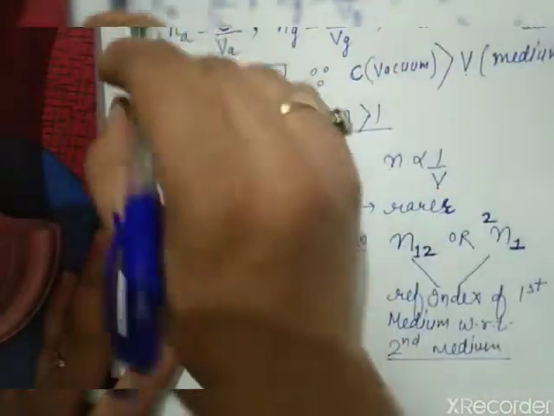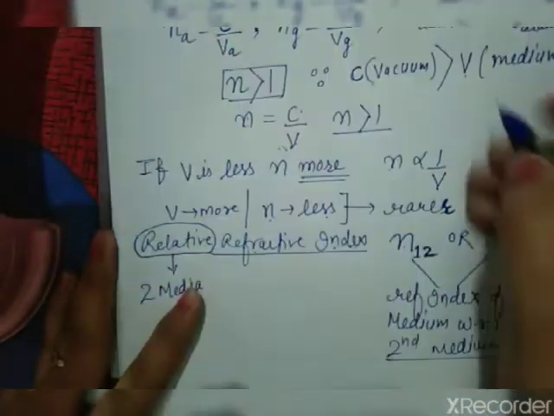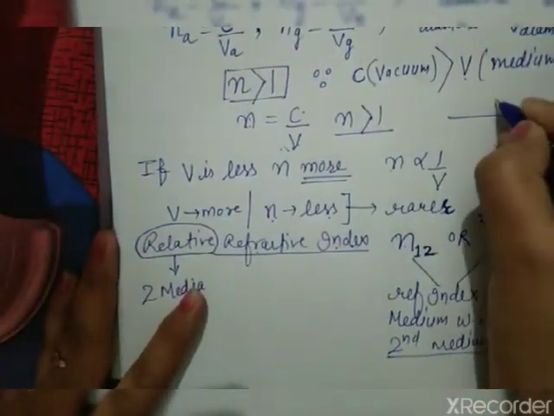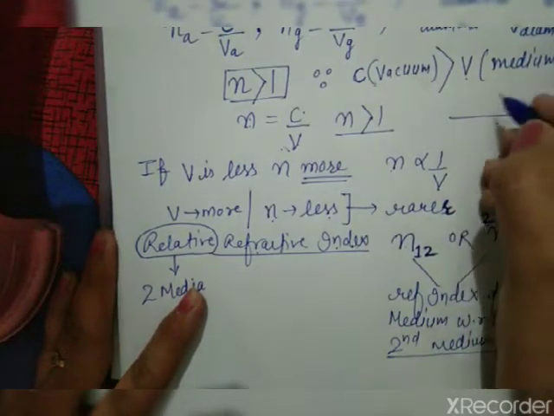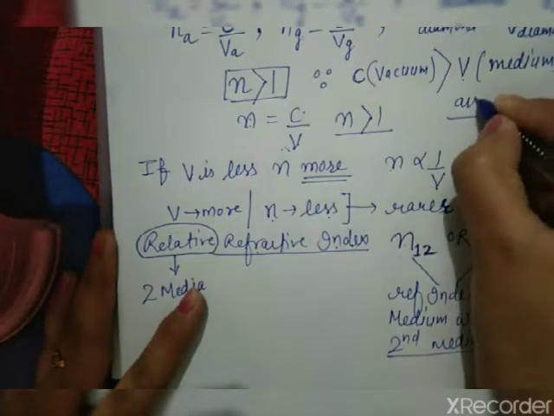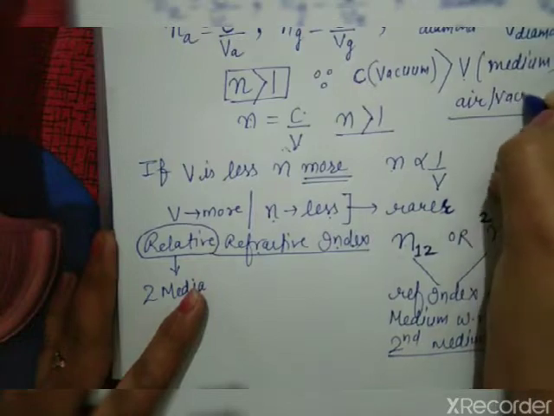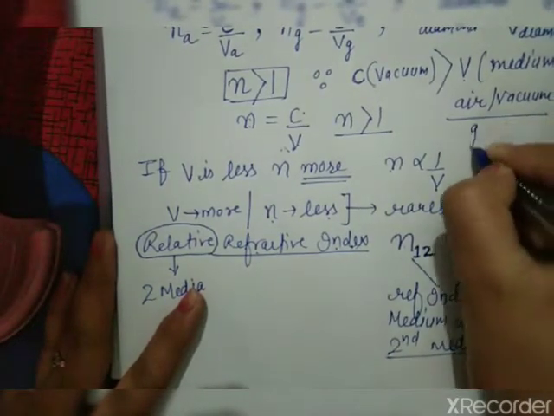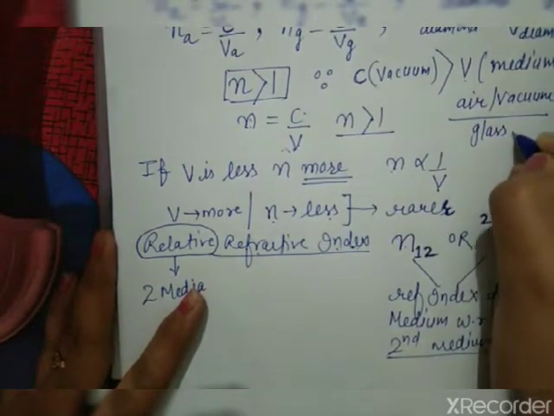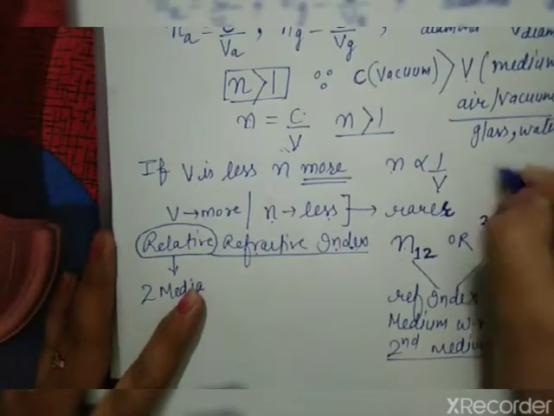In that, when we deal with absolute refractive index, in that case light is changing its medium from air or vacuum to either glass or water or diamond, etc.